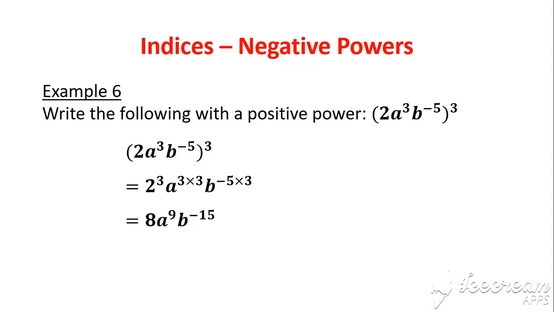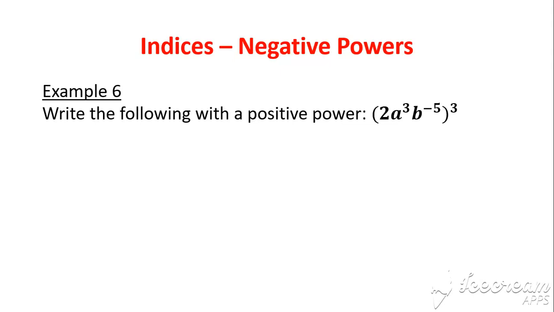Now, let's come back to the idea we looked at in example 5. The b to the negative 15 is a negative power, and that's going to the bottom of the fraction. The 8 times a to the power of 9 stays on the top, but the b to the negative 15 goes to the bottom and becomes b to the positive 15. So we're left with 8 times a to the power of 9 divided by b to the power of 15.